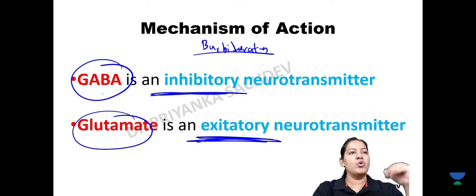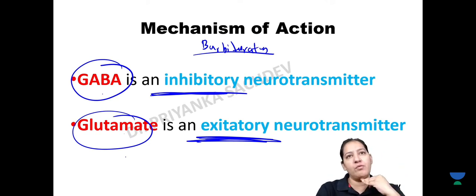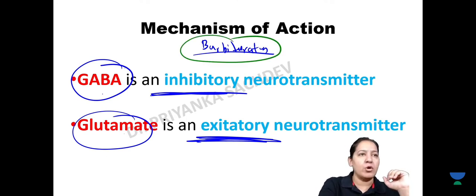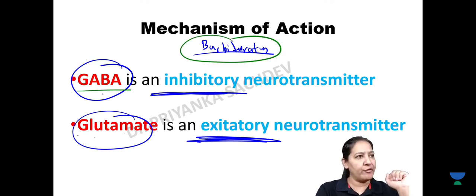So among the two chemicals, which do you want to increase and which do you want to decrease by giving a barbiturate? Common sense. Looking at a barbiturate, what will you do? You want to increase GABA or decrease GABA? You want to increase glutamate or decrease glutamate?